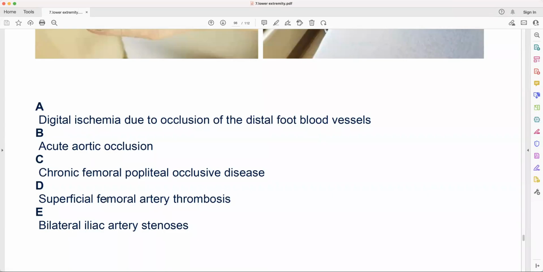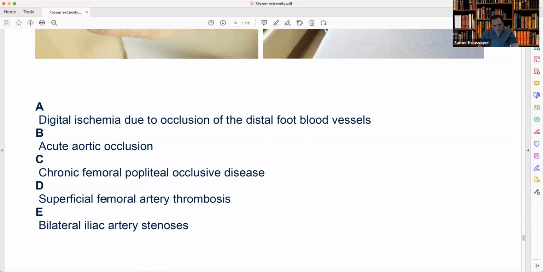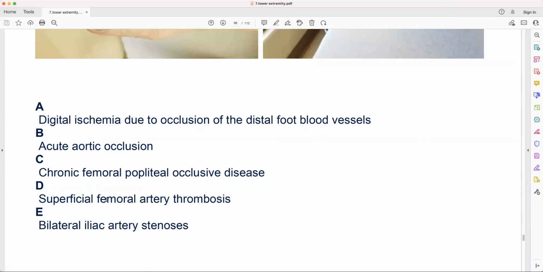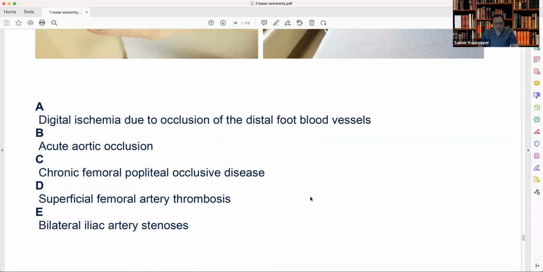Superficial femoral artery thrombosis: if it is complete thrombosis, the pulse will also disappear. Bilateral iliac artery stenosis: yeah, if it is shaggy, as I said, but with stenosis you will have a pulse. It's not a good question, but in general the source comes from the aorta usually, or after intervention, or plaque in the shaggy aorta or iliacs. I think this is what I see most of the time.